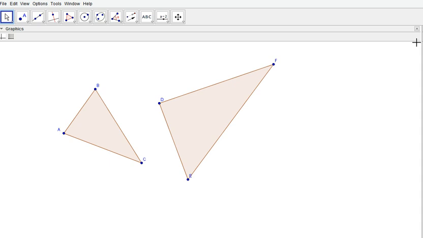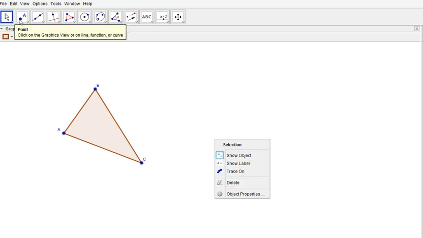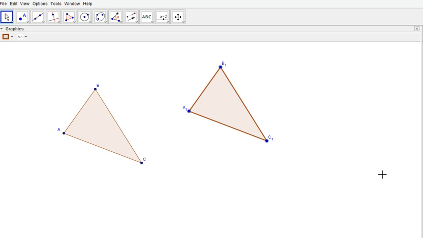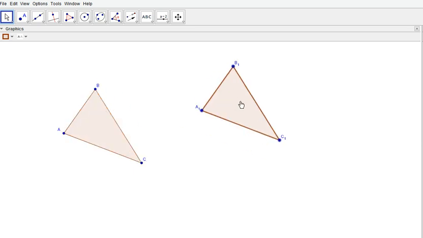Let's get rid of this triangle, and let's try something else. I'm going to try to copy, and, oops, paste. And you think these two triangles are congruent? Well, I can find out real quick. All I have to do is put this triangle on top of that triangle, and it looks like they're congruent.